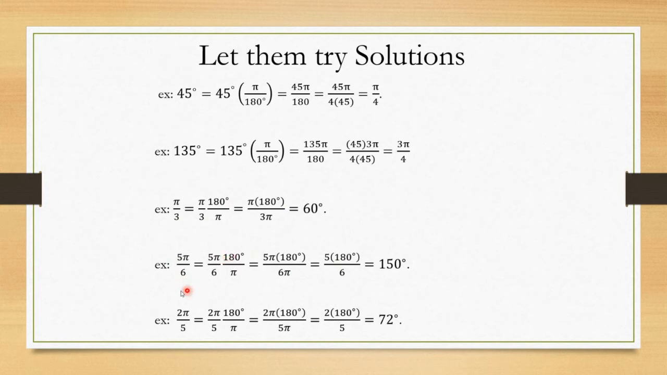2 pi over 5, okay? That's equal to 2 pi over 5 times 180 degrees over pi. And same story. You end up with 2 times 180 degrees over 5, which is 72 degrees. So just some more examples. Again, originally I was going to have everyone try this, but I sent the solutions already by mistake, but that's okay. All right. Are there any questions on that?